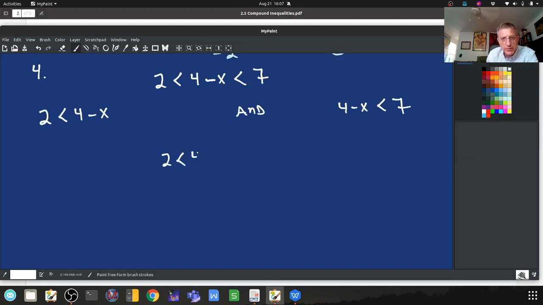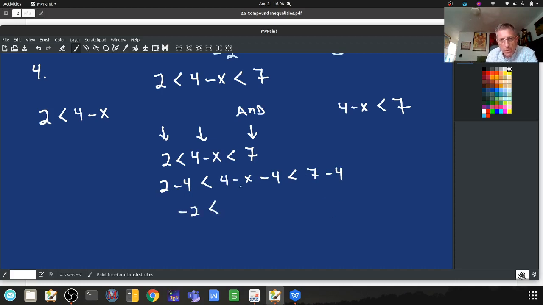I'm going to start down here. Do so by subtracting 4 from each piece. This piece, this piece, and this piece. So that's going to give me 2 minus 4 is less than 4 minus x minus 4, which is less than 7 minus 4. So I just use the addition principle. So 2 minus 4 gives me minus 2. 4 minus x minus 4 is the same as 4 minus 4 minus x. That just leaves me a minus x. And then that leaves me 7 minus 4, which is 3.